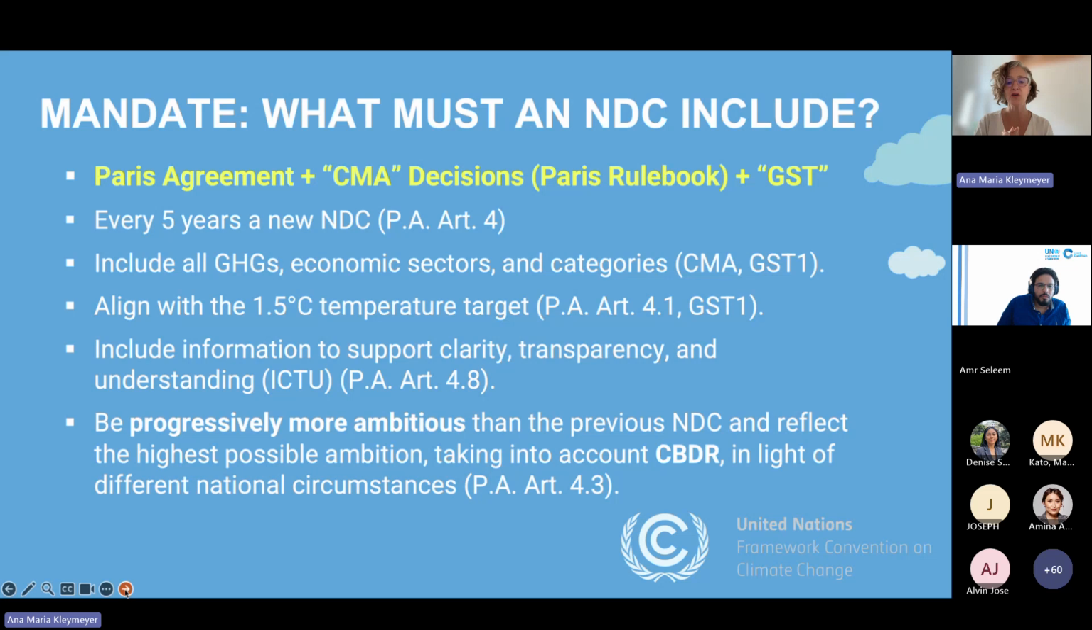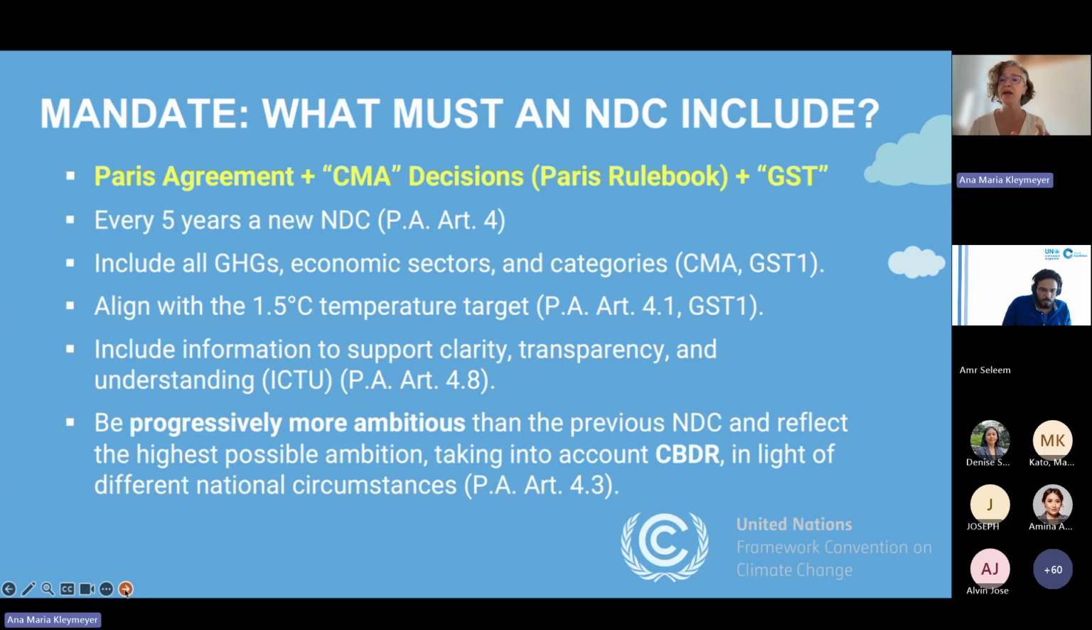Countries must also include in their NDCs information that supports clarity, transparency, and understanding. What does that mean? That means that when the NDCs are submitted, it is clear and transparent exactly what countries will do to achieve the goals and the modalities that they include in their NDC.